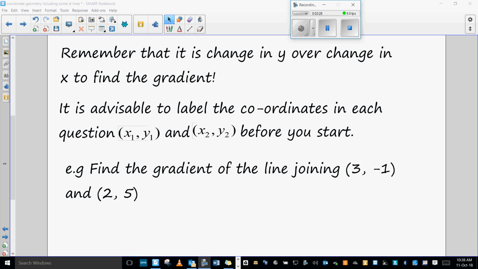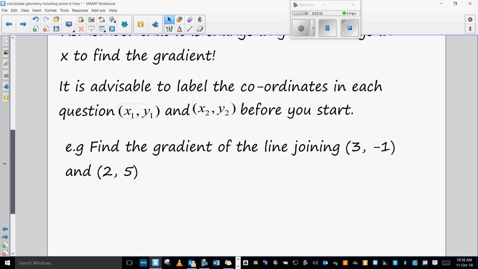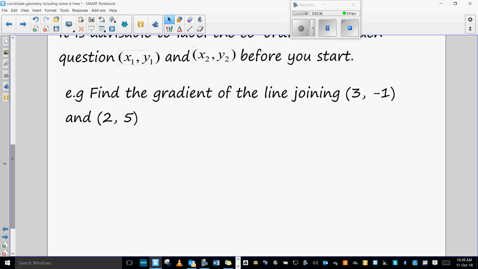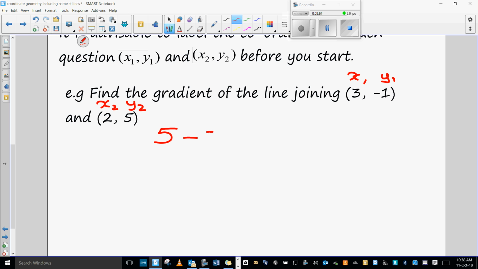It's advisable, as I said, to label the coordinates the same way we did it when we did length of line. So we're asked to find the gradient of the line joining 3, -1 and 2, 5. Remember, it doesn't matter which one's which. If you want to call this one x1, y1, you can. Otherwise, x1, y1, x2, y2. So my gradient is going to be 5 subtract -1 over 2 subtract 3. So my y2 subtracts my y1, and my x2 subtracts my x1.